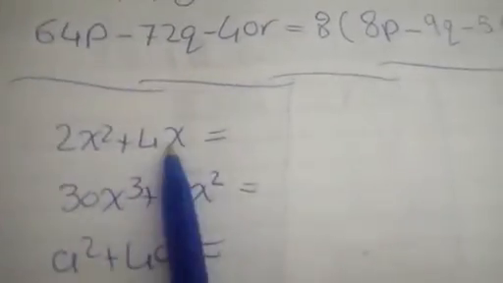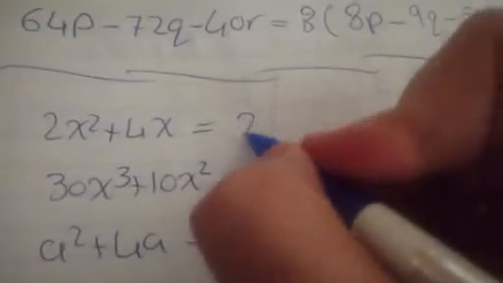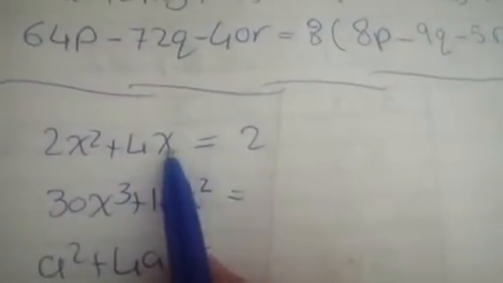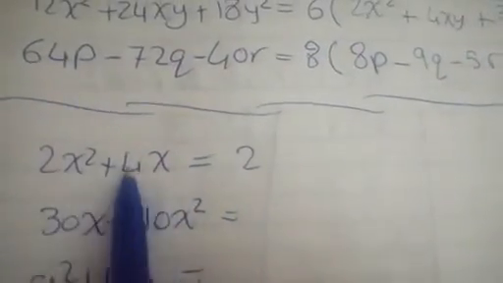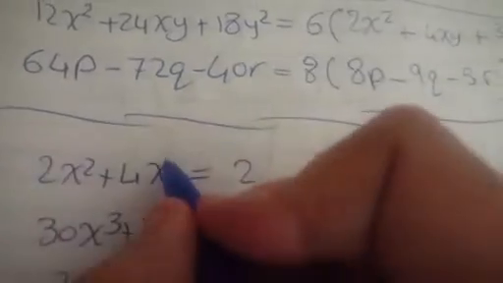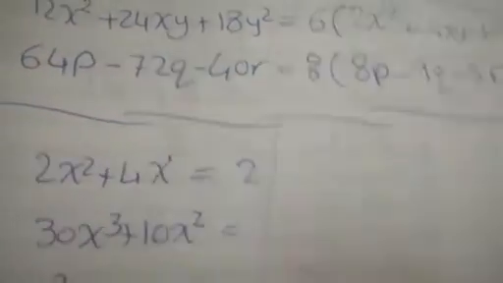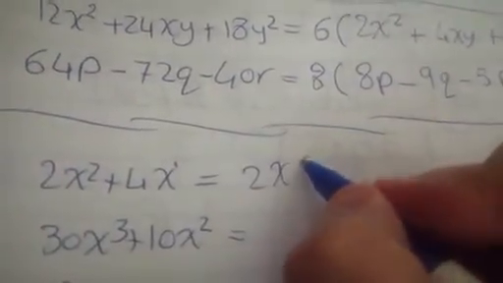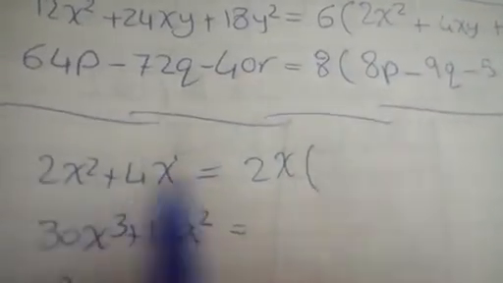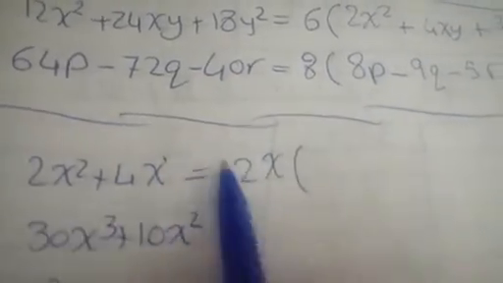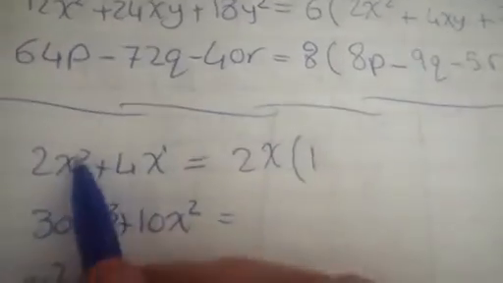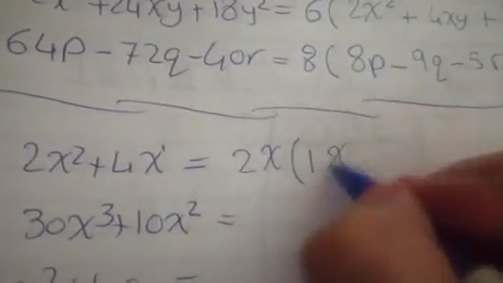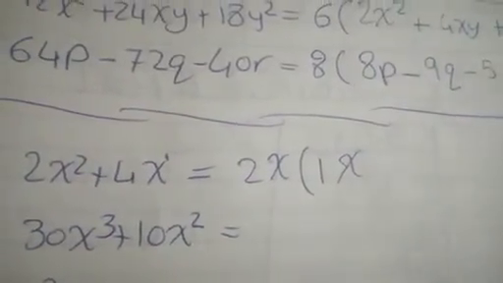Okay, let's go if we have letters common. First, start with the numbers. 2 and 4, we can take 2 common. X squared and x, we said if both are x, we take the lower power. Here we have a power of 1, right? So we can take 1x, right? Open a bracket. 2 divided by 2, divide the numbers alone. 2 divided by 2 is 1. X squared divided by x is x. We reduce 1 from the power.